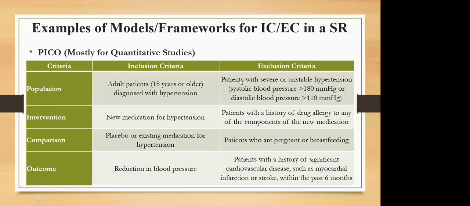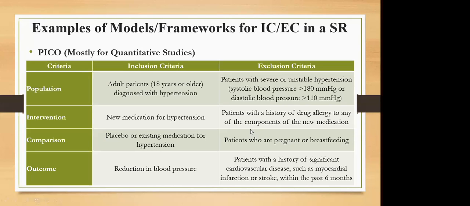Now, I want to exclude patients or adults who have severe or unstable hypertension. So this can form our exclusion criteria, right? Good. Now, for our intervention, we want to look at new medications only. For the exclusion, we're excluding patients with a history of drug allergy to any of the components of the new medication, right? So the essence here is to make sure that we formulate a very clear-cut exclusion criteria that will not impede or bring in bias to our review process.